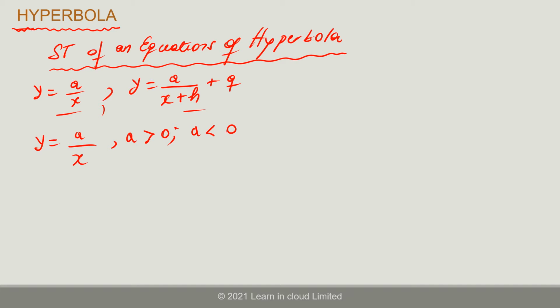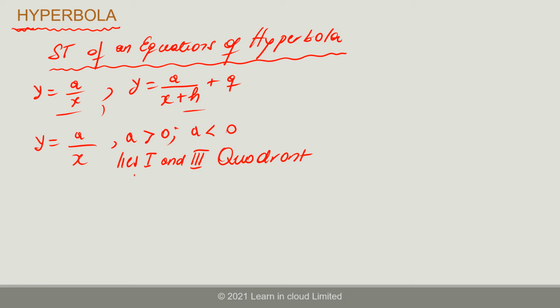So we know that you can use a table method, but we're not going to use a table method. I suggest that in grade 11 you know how to use a table method. So how is the graph going to look when y is equal to a over x? We know that when a is positive, your graph lies in the first and the third quadrant.